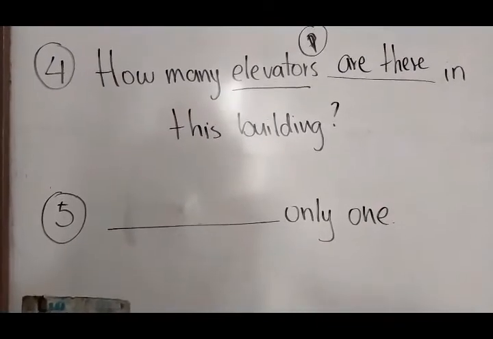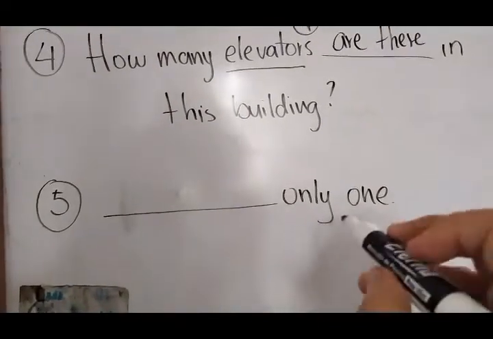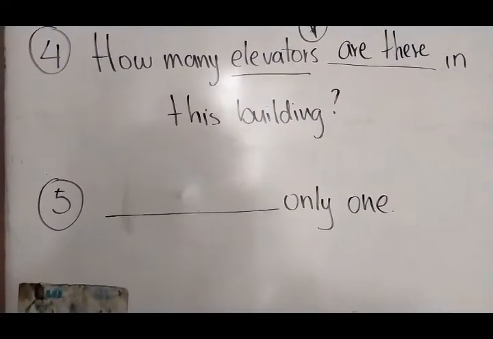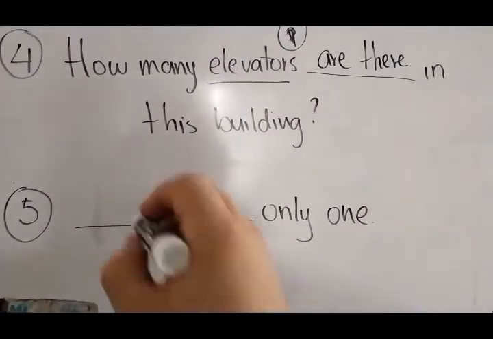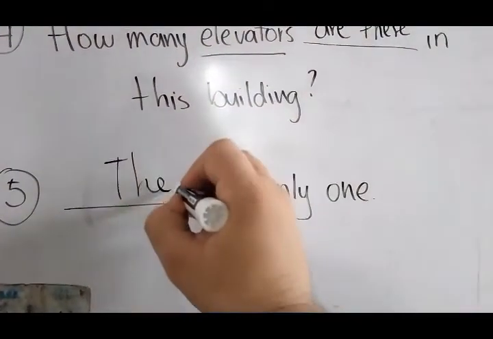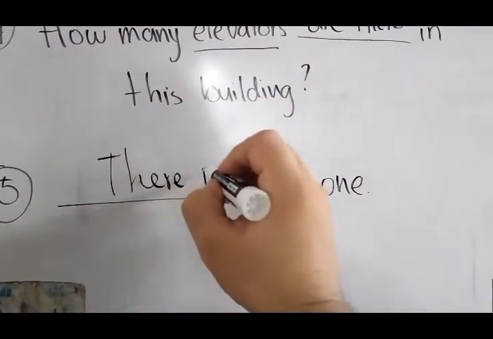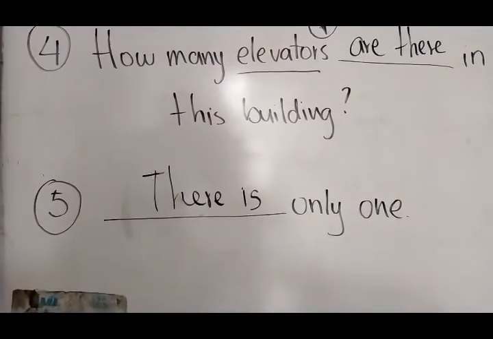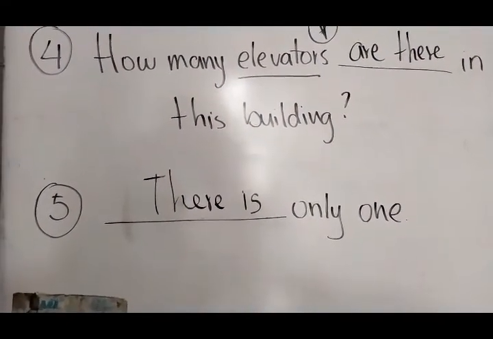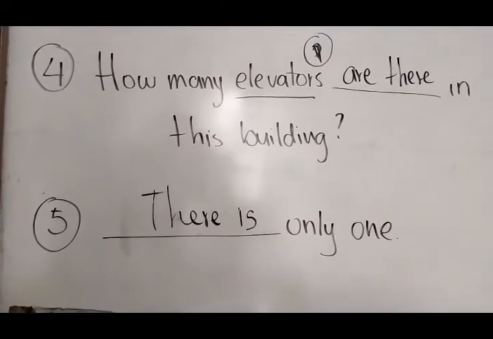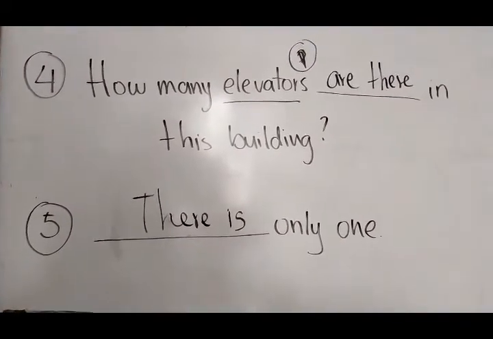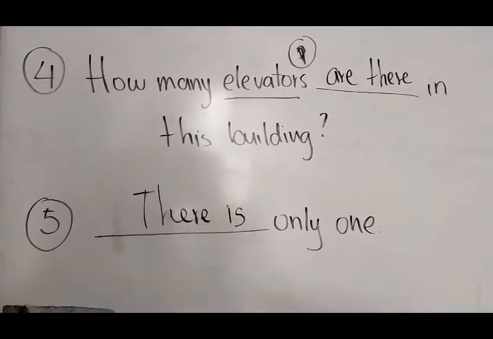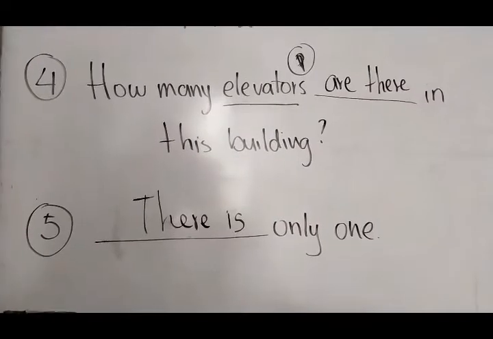Number 5. Only one. Solo uno. ¿Cómo quedaría? There is or there are. In this case, as we are talking about only one, it is singular. So we use there is only one. Hay solamente uno. So guys, I hope that you do complete activity number 6, 7, 8, 9, and 10.